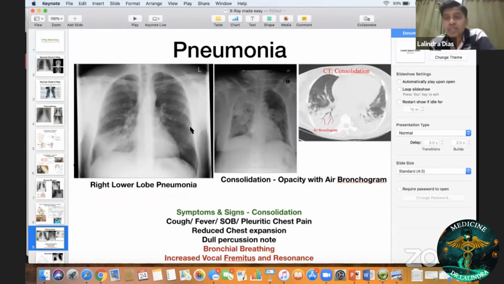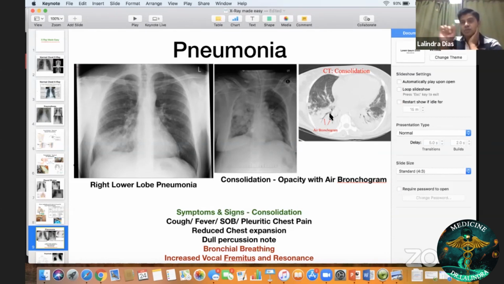Then we went on to discuss the last topic, that is consolidation or pneumonia following an infection. It can be bacteria, viruses, fungi, chemical, any type of pneumonia. So the radiological hallmark is called consolidation. What do you notice? In the chest X-ray, in the lung fields, you will notice an opacity with air bronchogram. These are called air bronchogram.